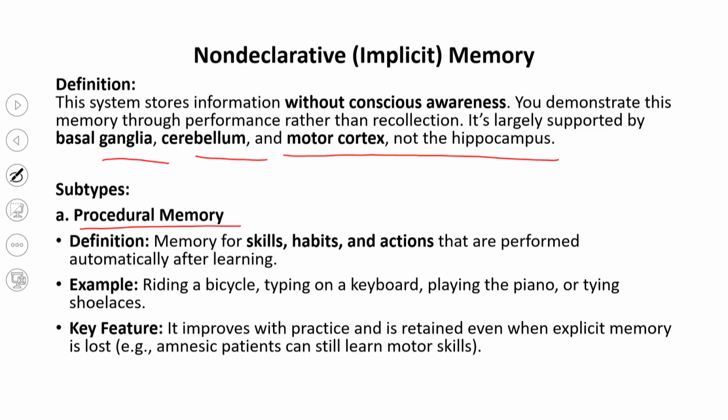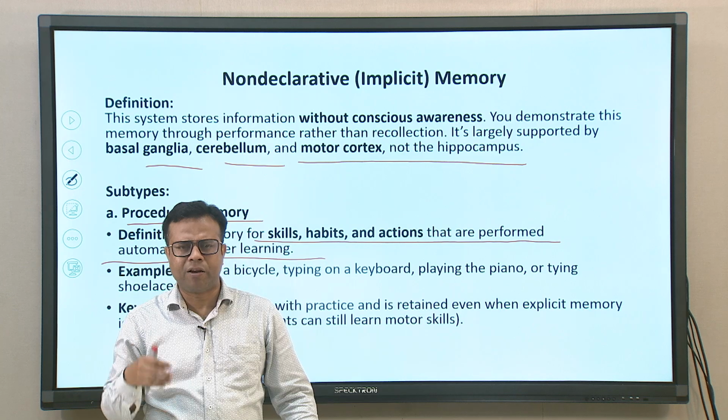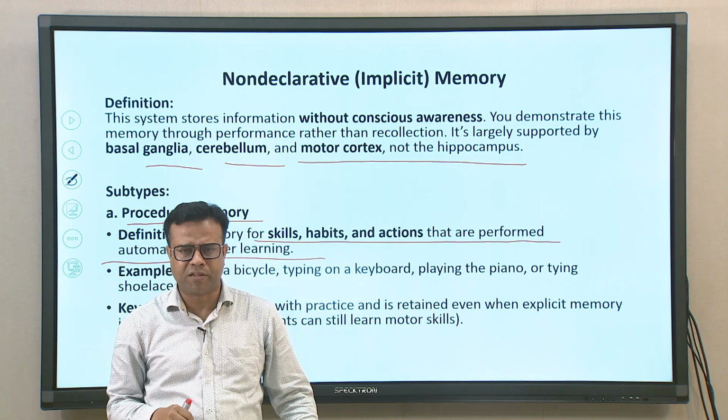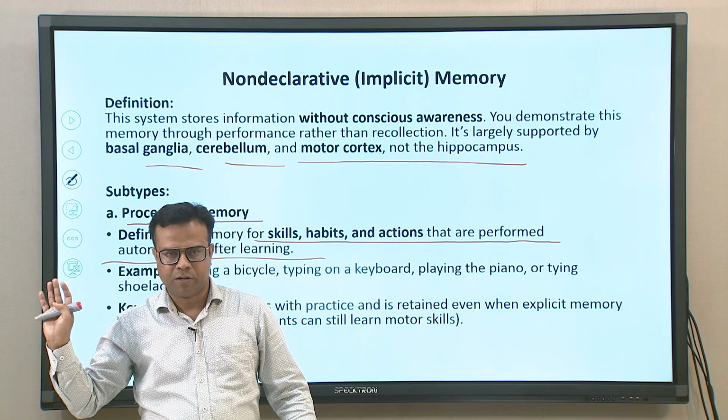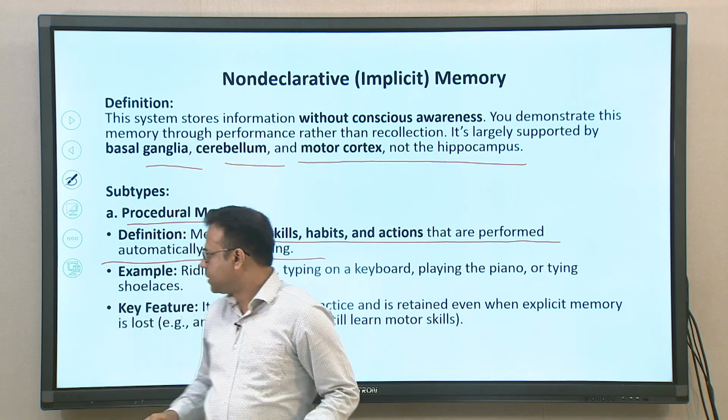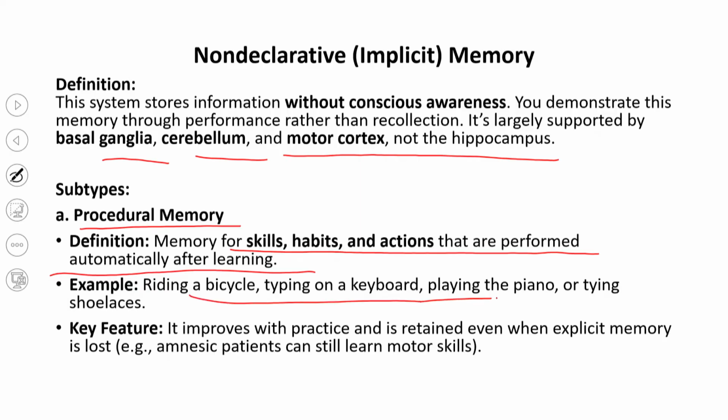Subtypes include procedural memory, memory for skills, habits and actions that are performed automatically after learning. Broadly, non-declarative memory is about procedural memory. You learn a lot of skills like riding a bicycle, driving a car, driving a scooter. We have so many habits that happen automatically, you do not have to remember them step by step, automatically this happens. Once you learn, then it becomes automatic. These are all called procedural memory. For example, riding a bicycle, typing on the keyboard, playing the piano or tying shoelaces. Once you learn, they become automatic. So, these are all procedural memory.